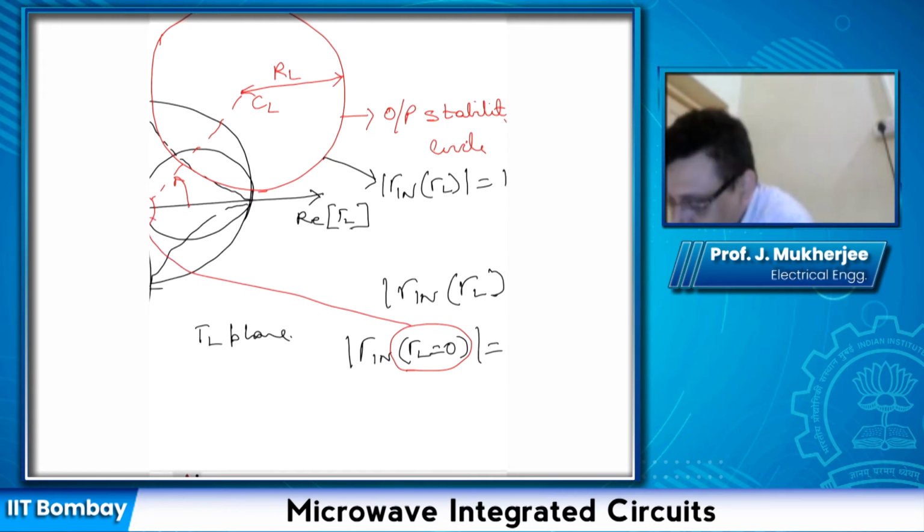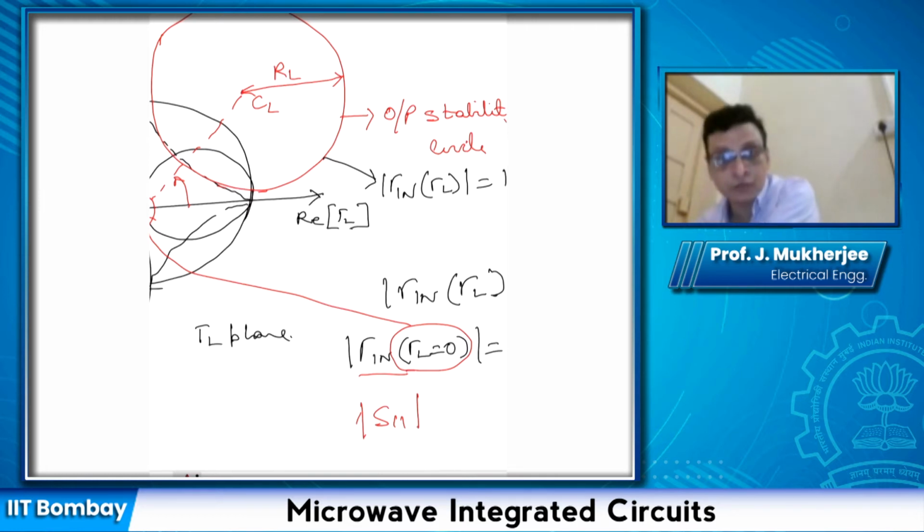Now, suppose our circle is like this, as we have shown. In this case, the origin lies outside this red circle, isn't it? So at the origin, gamma in is equal to S11, and the modulus of S11, which is a property of the two-port network, is lesser than 1. If that is the case, then the origin, gamma L equal to 0, must be the stable point, isn't it?